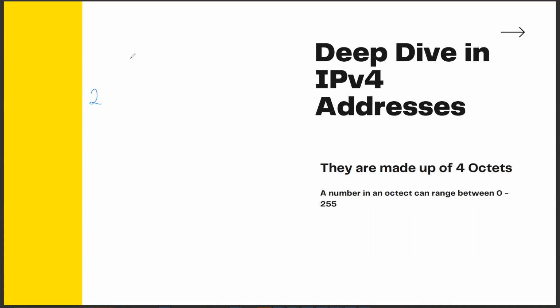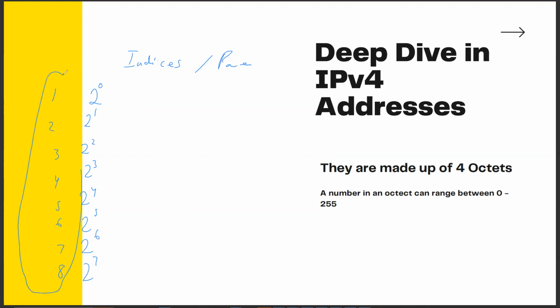There's this concept of indices that we used to do in the past, and I think in some places we used to call it powers. We're just looking at the base 2 numbers. So we say 2 power 0, 2 power 1, 2 power 2, 2 power 3, 2 power 4, 2 power 5, 2 power 6, 2 power 7. If you look here, it's 1, 2, 3, 4, 5, 6, 7, 8. These are 8 different 2 powers.